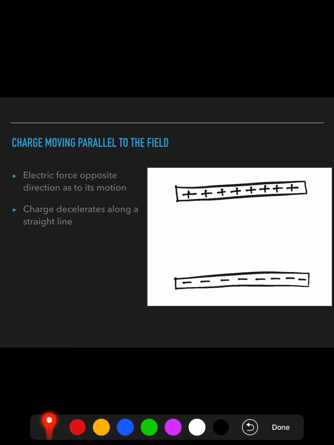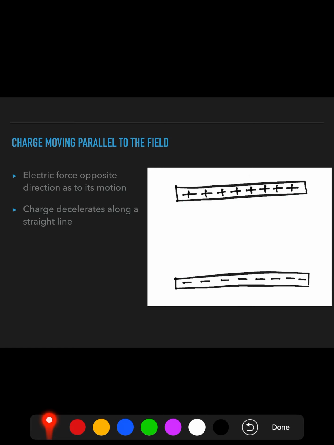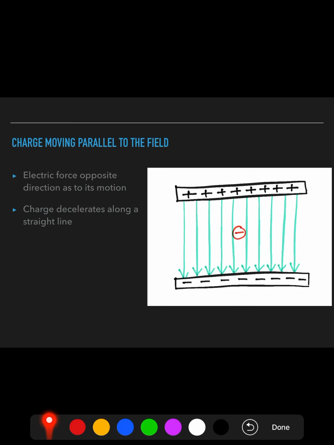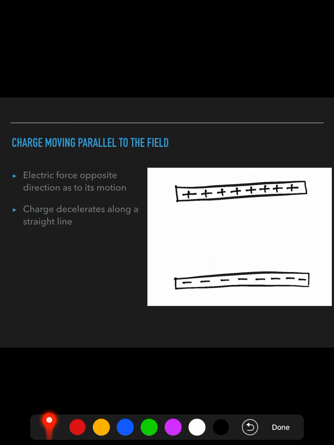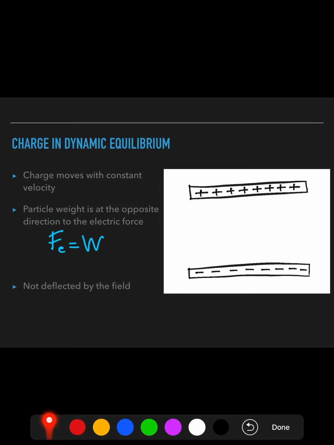But if we have a negative charge which we need to go in the downward direction, which is the opposite direction of the electrostatic force, it means that the charge decelerates along a straight line. So we have two types, either accelerate or decelerate, in this case of charge moving parallel to the field.